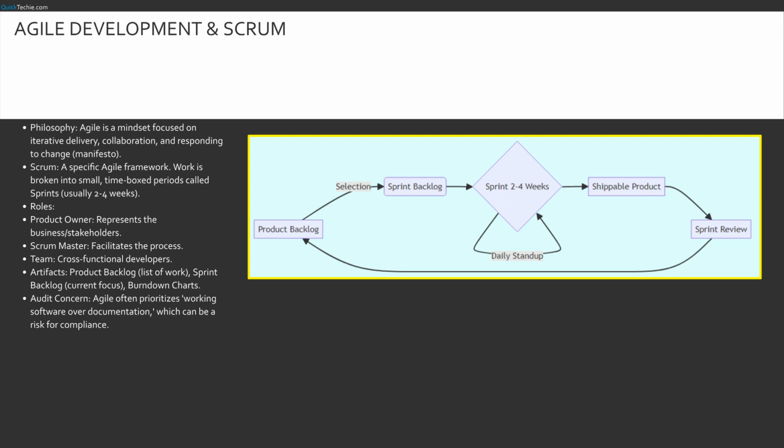Today, Agile is the dominant methodology. Agile isn't just a process. It's a philosophy that accepts that requirements will change. We usually implement Agile using Scrum. In Scrum, we don't plan the whole year. We plan for 2 weeks, a sprint.